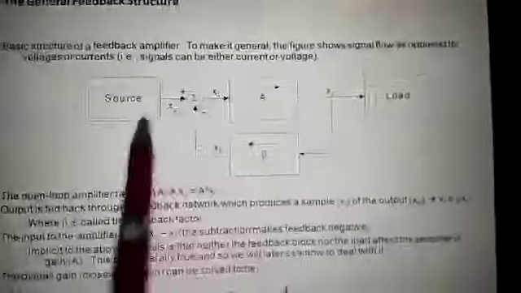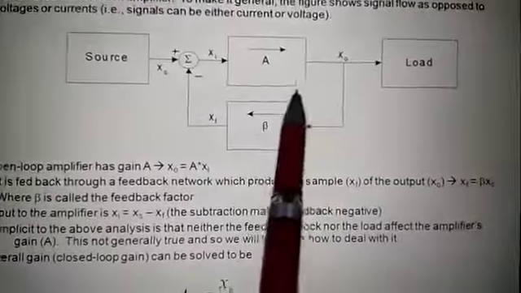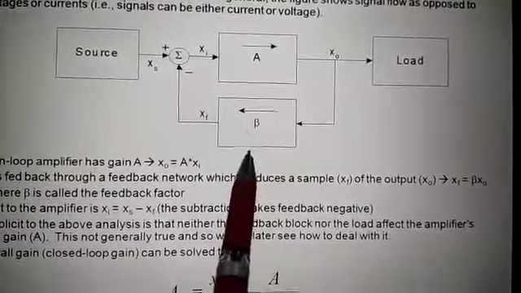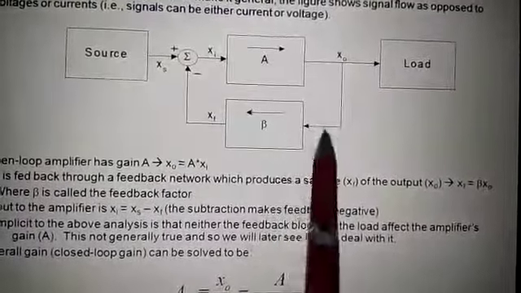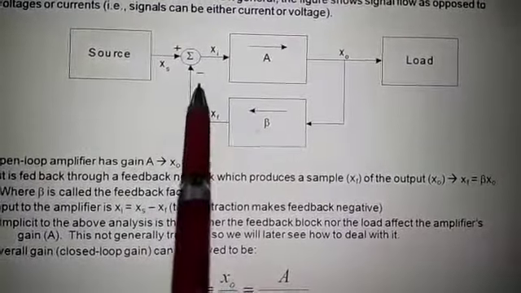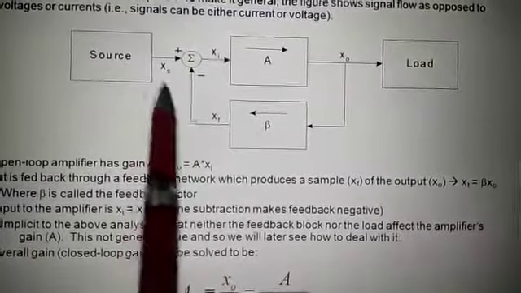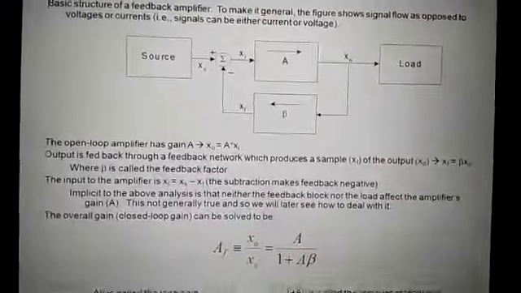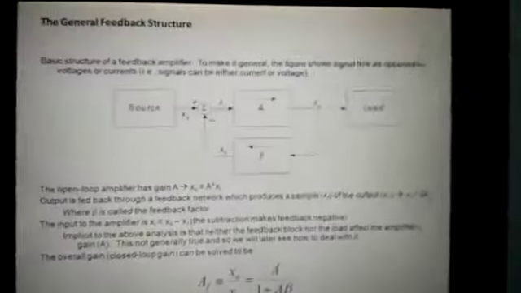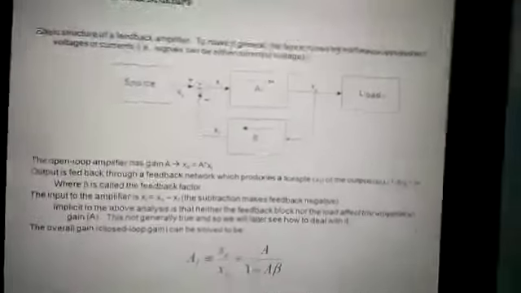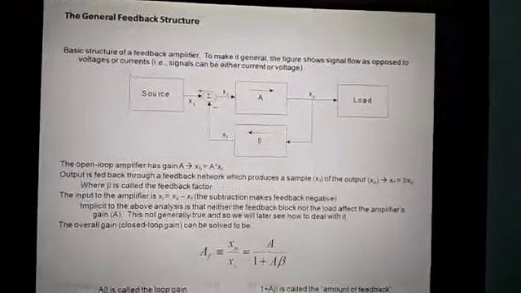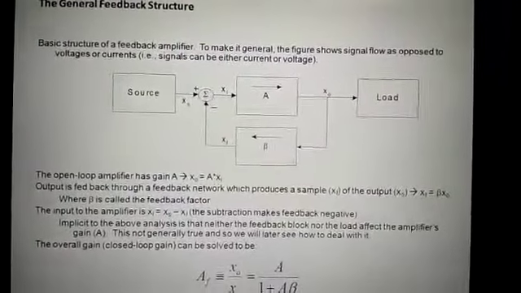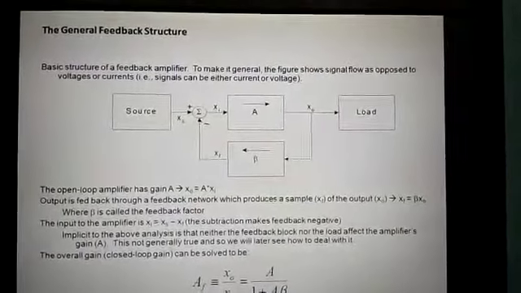And this is the structure of the feedback amplifier: the open loop amplifier, feedback circuit, load, and source. The feedback amplifier uses negative feedback, so this XS minus XF shows the negative feedback amplifier. Amplifiers mostly use negative feedback, and oscillators use positive feedback. This is what we have already taught. Now let us go for the numerical.